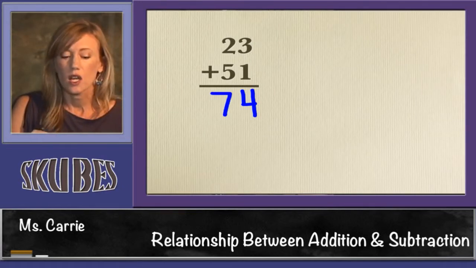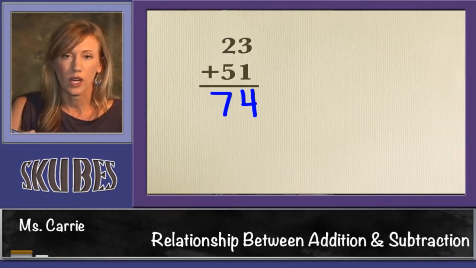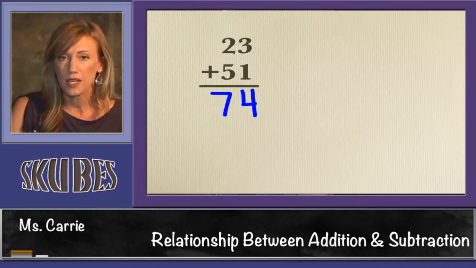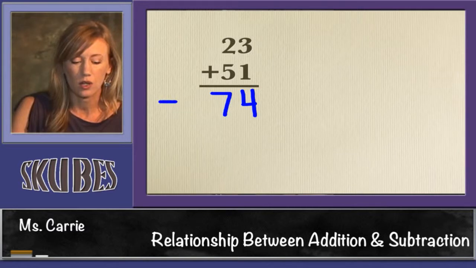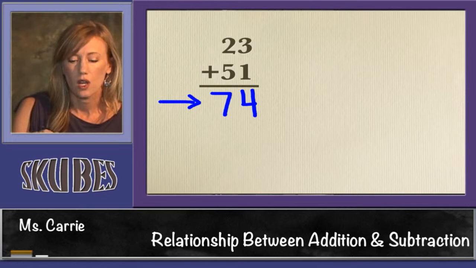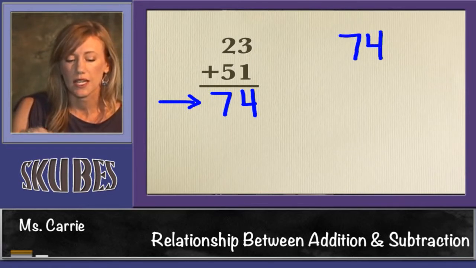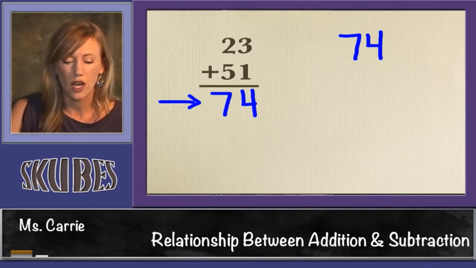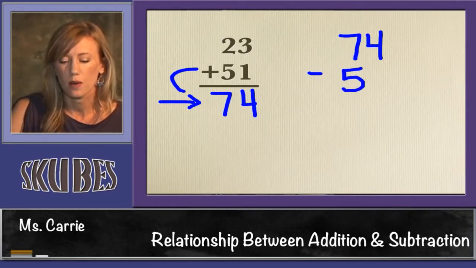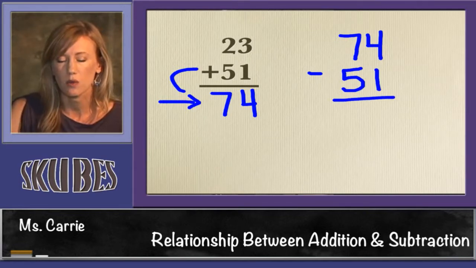That was our addition. Let's see if we can make this into an equation with subtraction using the same numbers. Now we have to start with the biggest number, and the biggest number in our problem over here was the answer. It was 74. So we'll start with 74. And since we did addition, now we're going to try subtraction. So we'll put our minus sign here, and we're going to minus this number on the bottom, 51. So we'll do 74 minus 51 and see what we get.